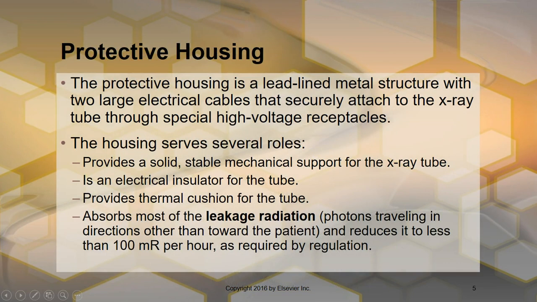And then from that, the X-rays are produced and travel in one direction through the collimator to the patient and to the image receptor. So here are the reasons we have the housing. It provides a solid, stable mechanical support for the tube. It's an electrical insulator. It's a thermal cushion, and it absorbs most of the leakage radiation, reducing it to less than 100 milliröntgens per hour as required by regulation.